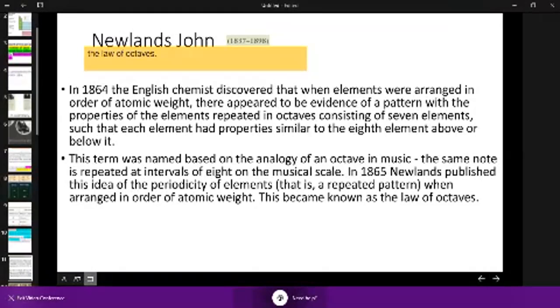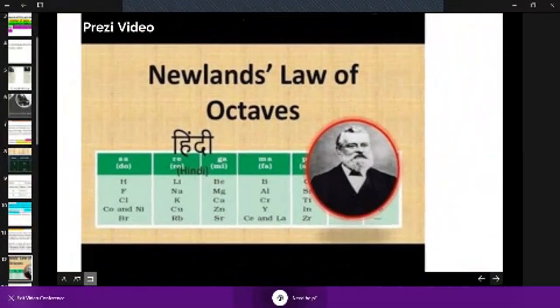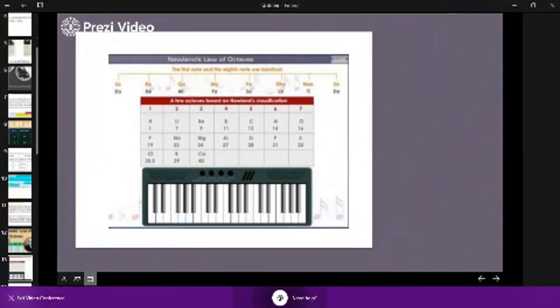So let's briefly go to the octaves that each of you knows. Those who know how to sing, they say do, re, mi, fa, sol, la, ti, do. So he tried to place elements in specific groups based on the octaves, as we are going to elaborate more. Okay, let's look at his findings.